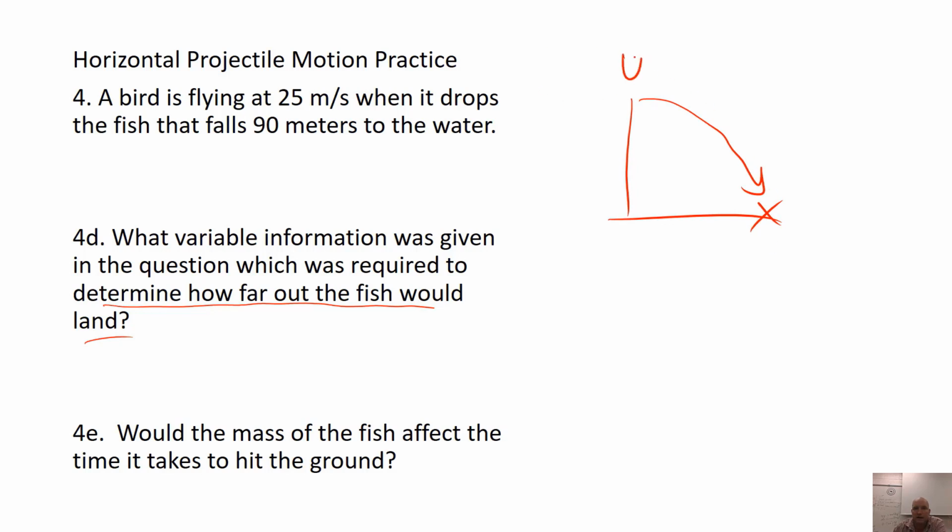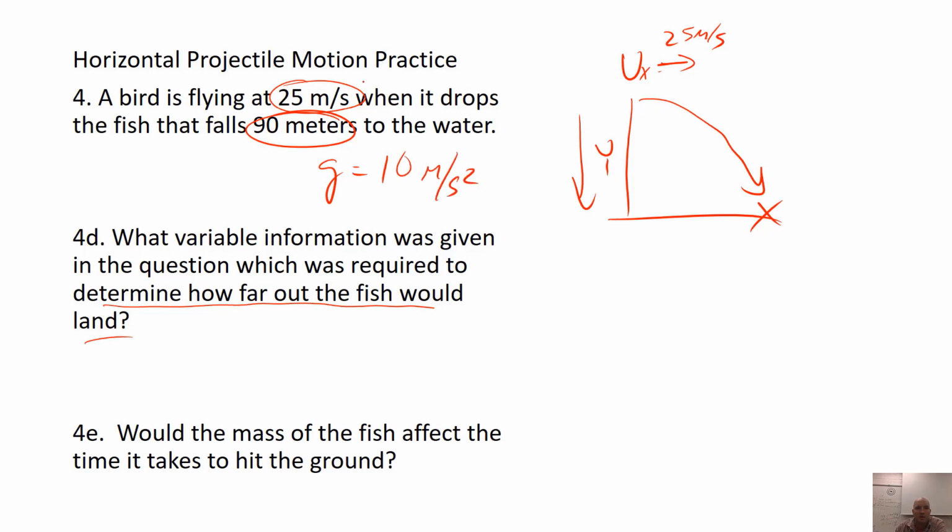Well, first of all, I needed my Vx. I needed my velocity going forward. So my Vx was 25 meters per second. That's going to tell me how far forward I'm going to go. The next thing I needed was my Y, how far down it was going to fall. Another thing that was really important here is that if we were on the moon or somewhere else, the G might be different. But we used the G of 10 meters per second squared in our last problem.